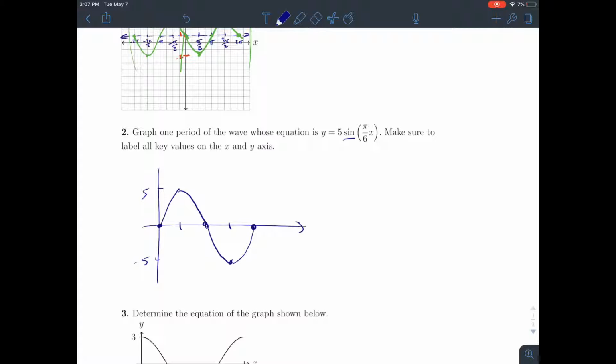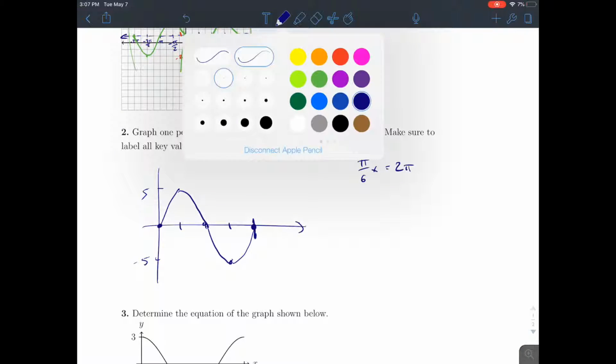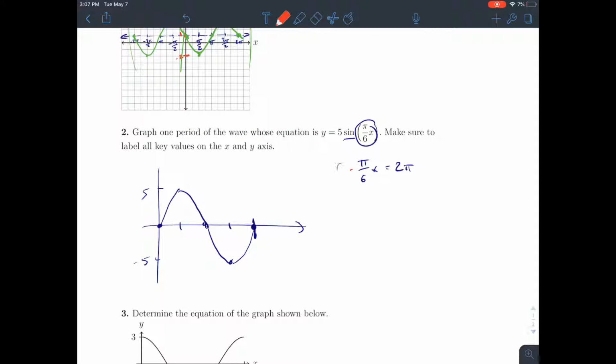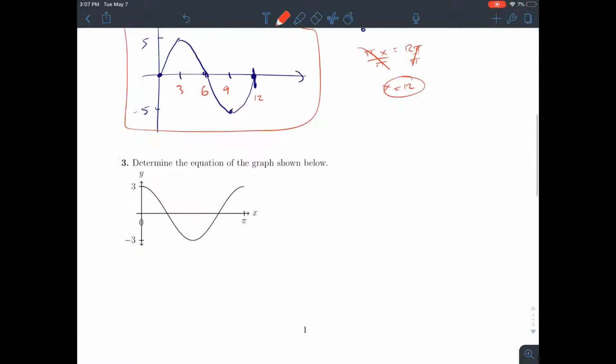Now, to figure out the tick marks here, we can't just put 2pi here, because having this value inside with x will change the period. So the way I like to do it is, to complete a full period, the inside of our function has to hit 2pi, which means that we'll solve for x from here. So we get pi x equals 12 pi, divide by pi on both sides, x equals 12. So we get 12, 6, 3, and 9, and we're done.